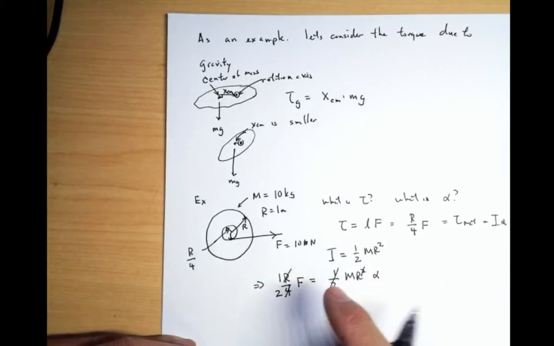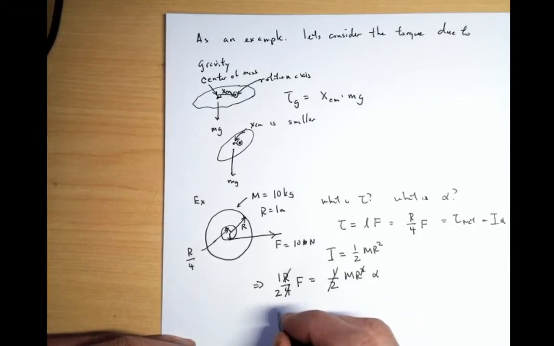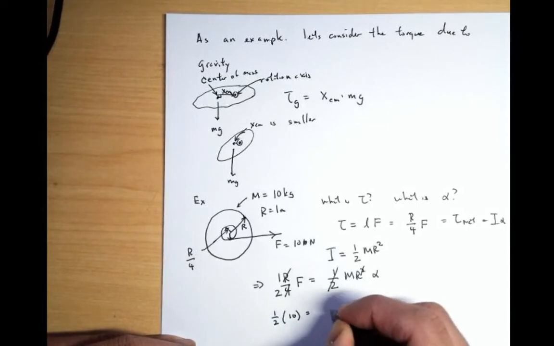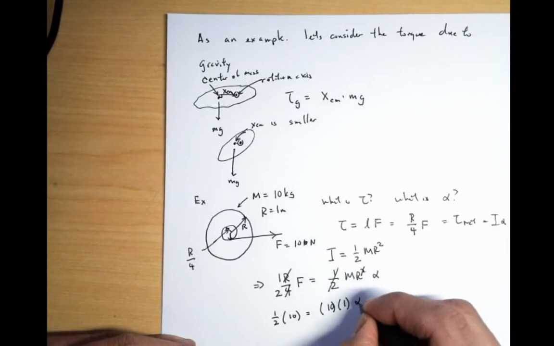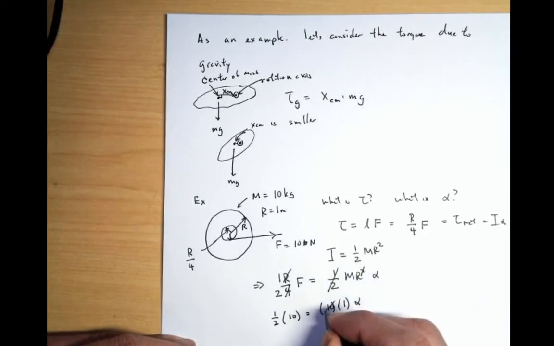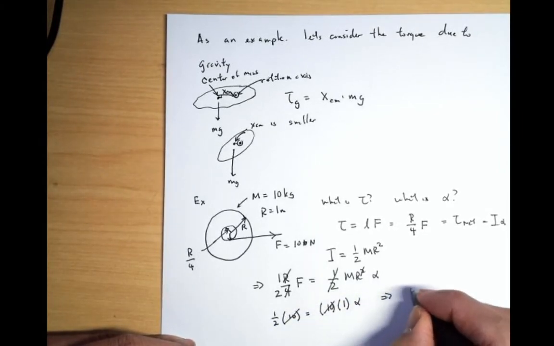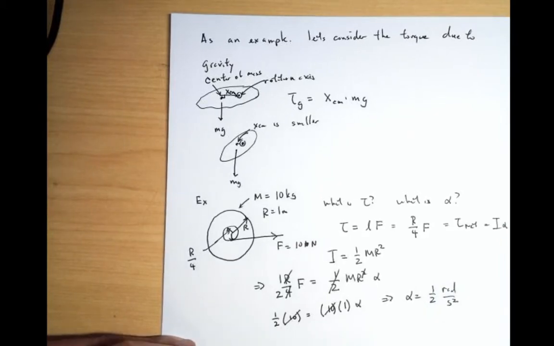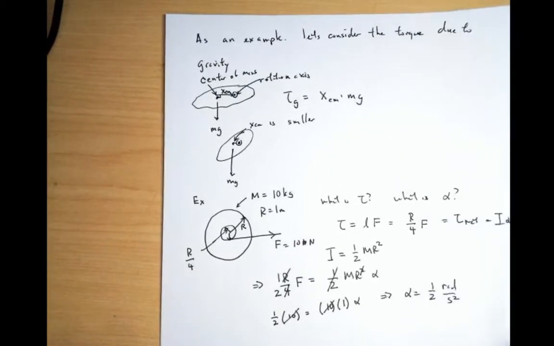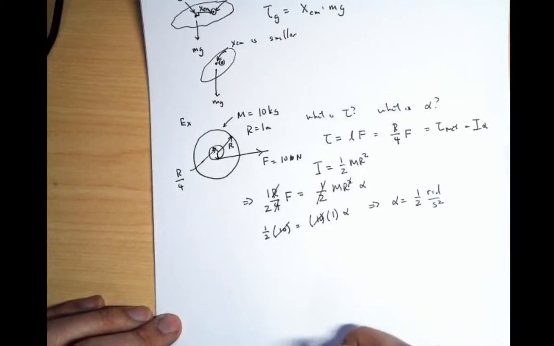All right. Okay. And so let's plug in the numbers now. So this is basically 1/2 times 10 is equal to, the mass is 1, the radius, the radius was 1, and whatever alpha is basically what we're trying to find. So then what we have is that alpha is equal to 1/2, let's get the units right, radians per second squared. Okay? And so basically that's one example here.